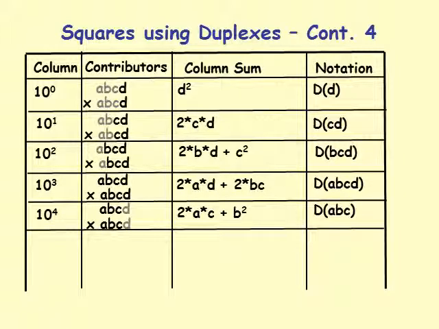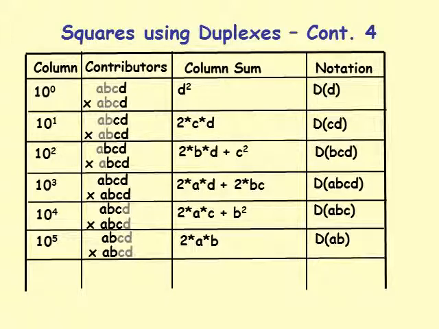So we have already gone this far in the previous slide. Let's continue. On the 10 to the fifth power column, which is 100,000, only these two digits contribute. These are the contributors here, AB crosswise and AB crosswise. When crosswise, you have twice that. So the column sum is 2 times AB, and we call that the duplex of AB.